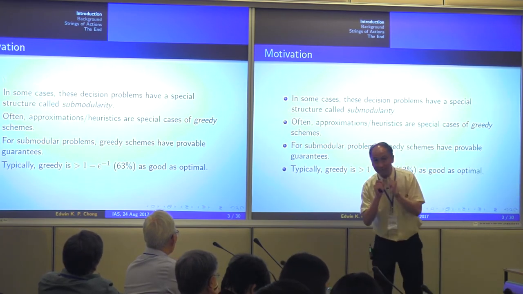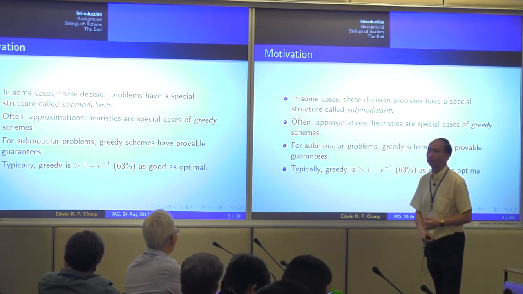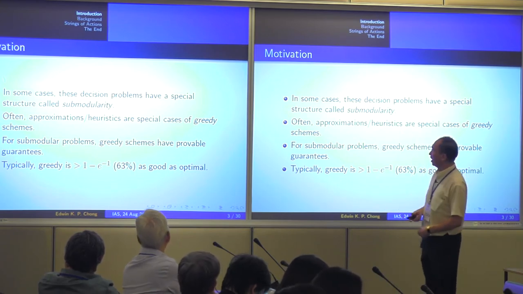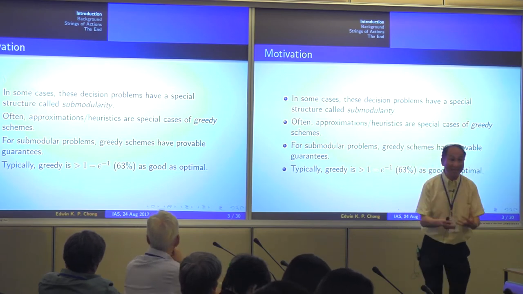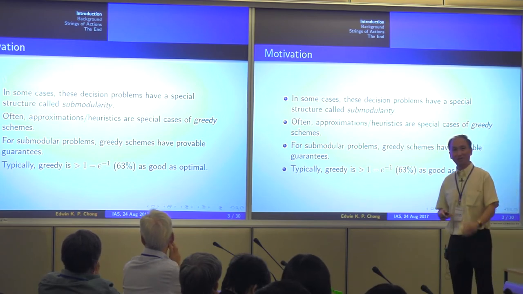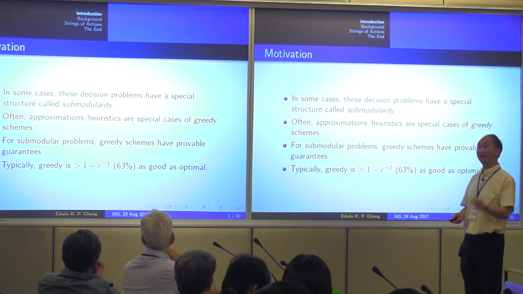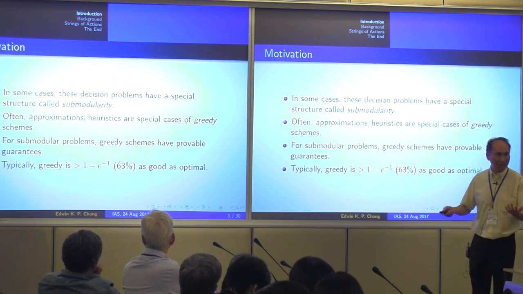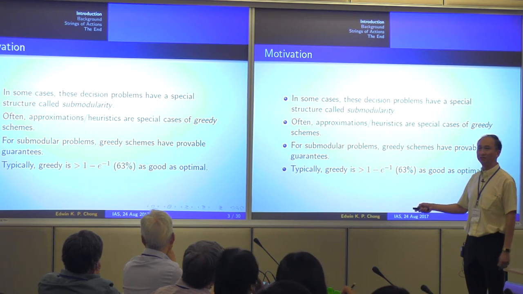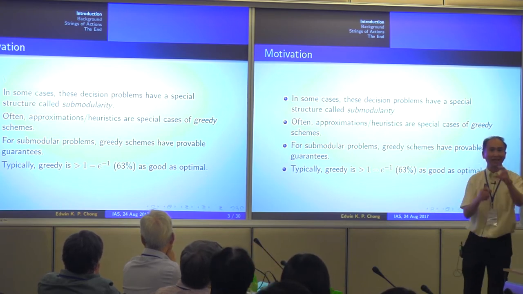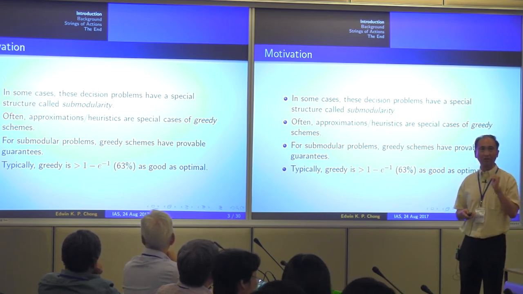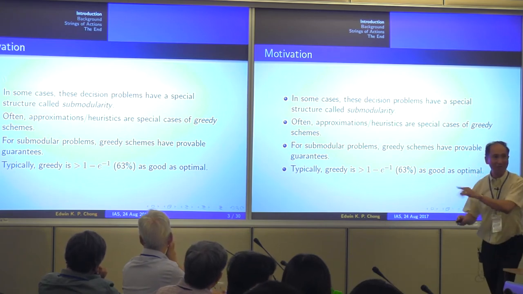Now, however, in some cases, these decision problems have a special structure called submodularity. And often, the approximations or the heuristics are special cases of what are called greedy strategies or greedy schemes in these submodular optimization problems. And for submodular problems, the nice thing is that greedy schemes have provable performance guarantees. Typically, you get a result like this: the greedy scheme is at least 1 minus e to the minus 1, which is about 0.63, 63%, as good as optimal, in terms of the ratio of the objective function resulting from your greedy scheme over the objective function that's optimal. We're talking about maximization here, okay?